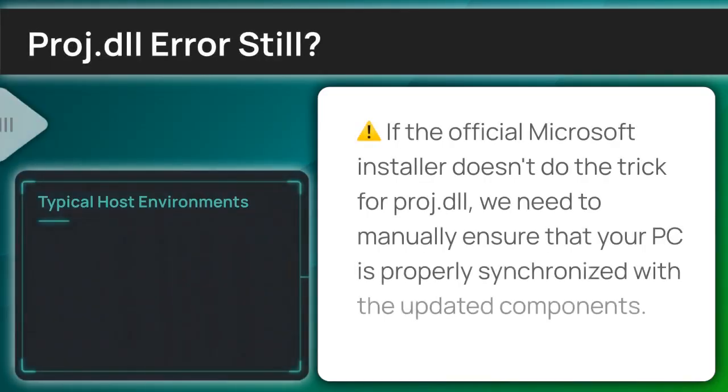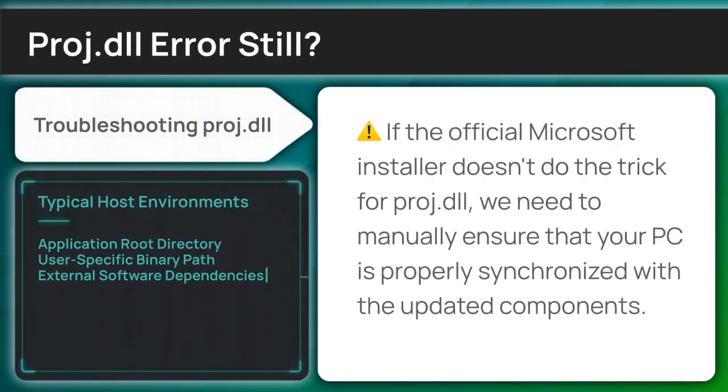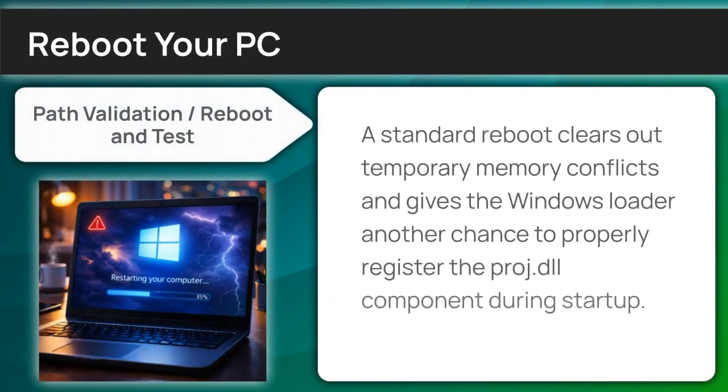If the installer was unable to bridge the gap, we will move to phase 2 of our diagnostic to refresh the system's memory. Performing a restart can determine if the error is just a transient environment glitch. A reboot refreshes your system's path variables and can sometimes re-establish a broken link to the PROJ library file.